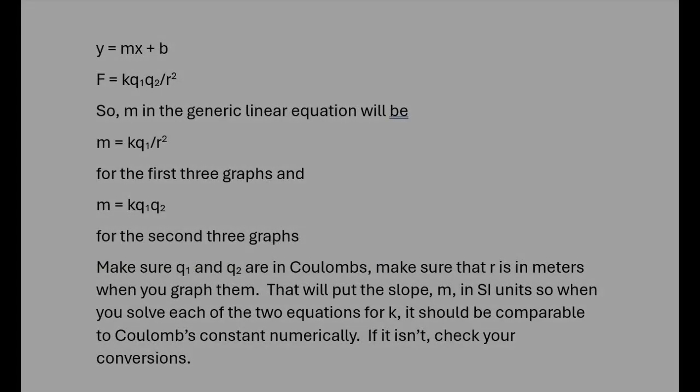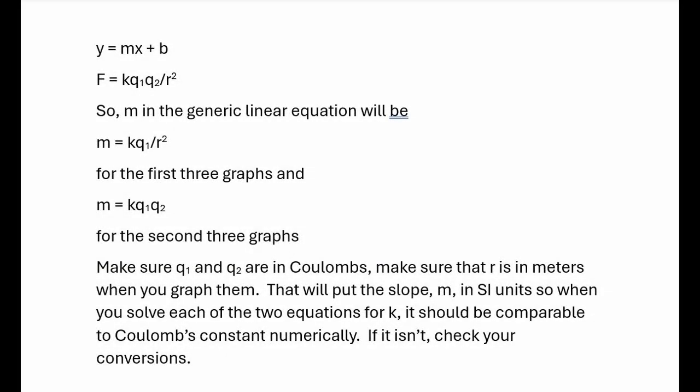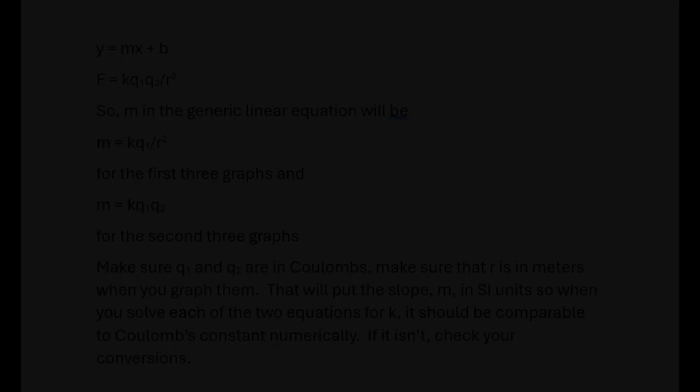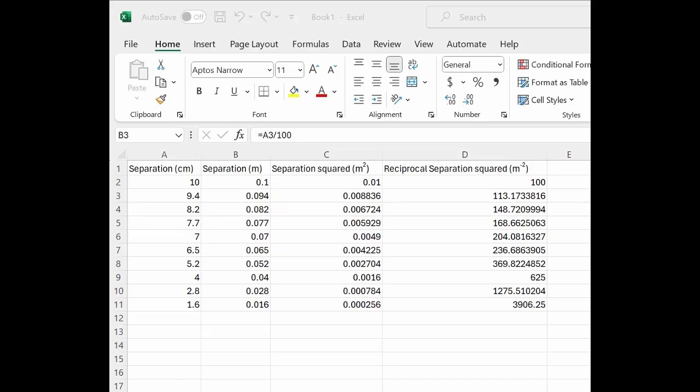The simplest way to do it is to make all your distances in meters, and therefore if you square them, the results will be in meters squared. All your charges must be in coulombs. You can keep them in scientific notation, or you can convert them to their decimal format, whatever makes the calculations easier for you. And the force is in newtons. If you make sure that all of the conversions are done before doing the graphing, then the constant in the linear equation used to fit the data should be in SI units. Excel can do some of the conversions for you.